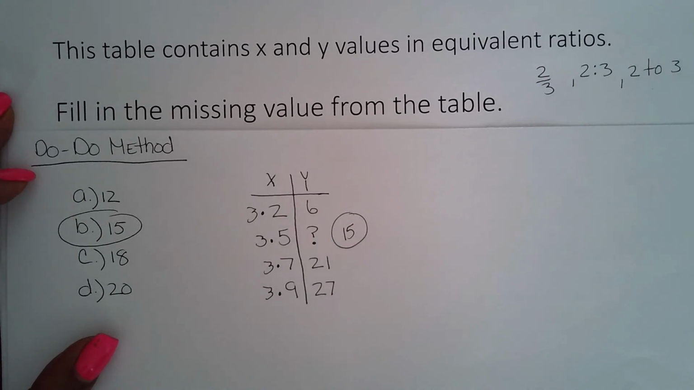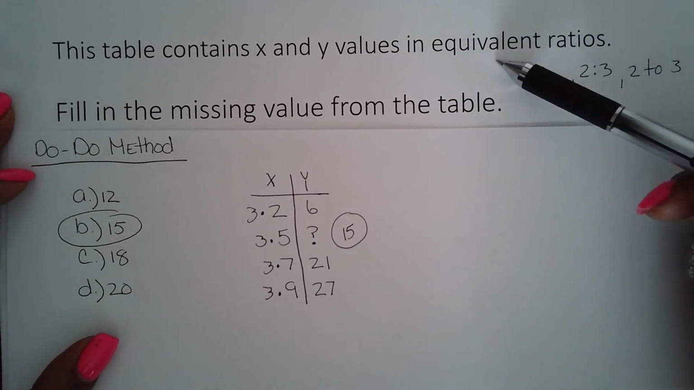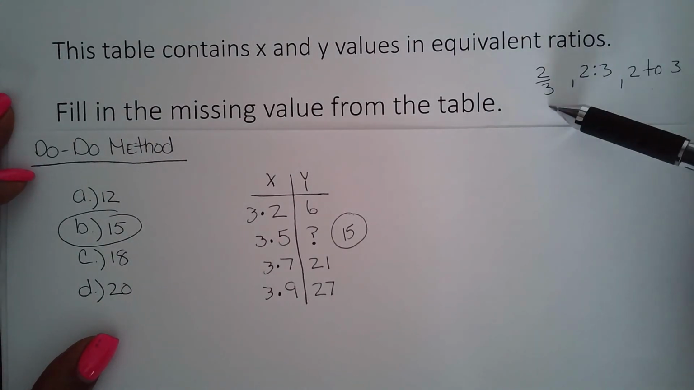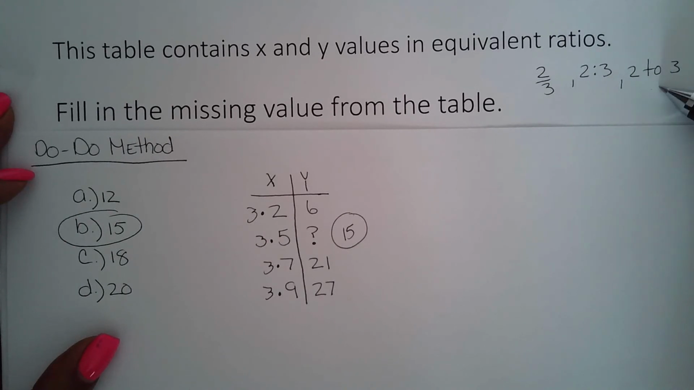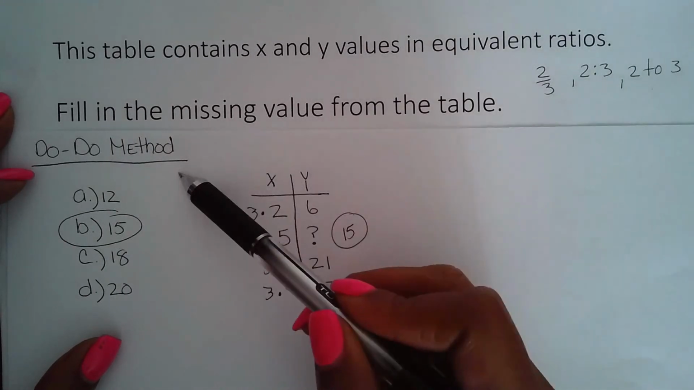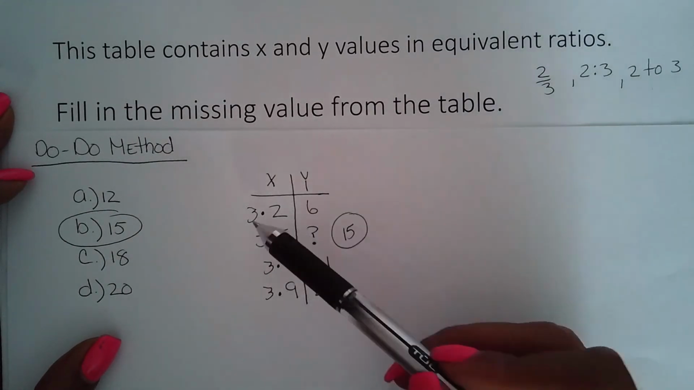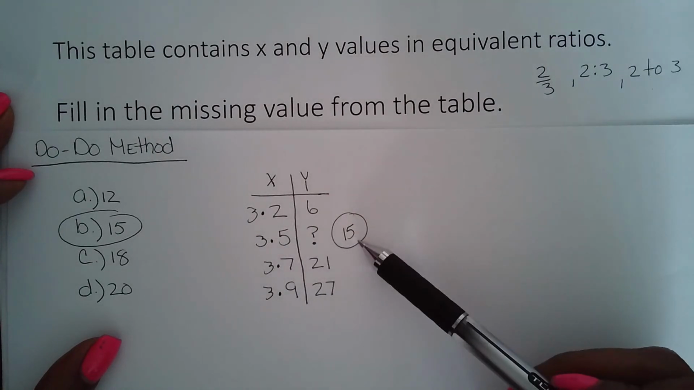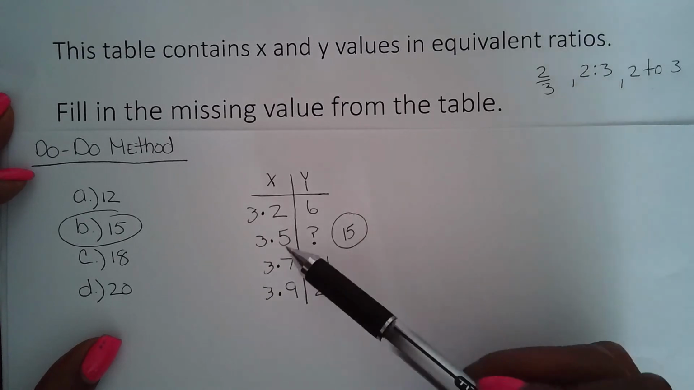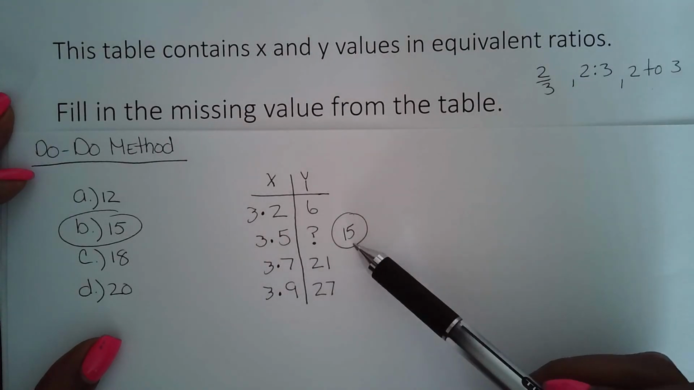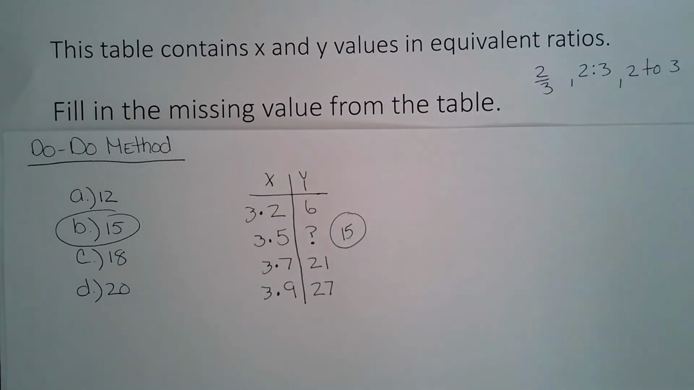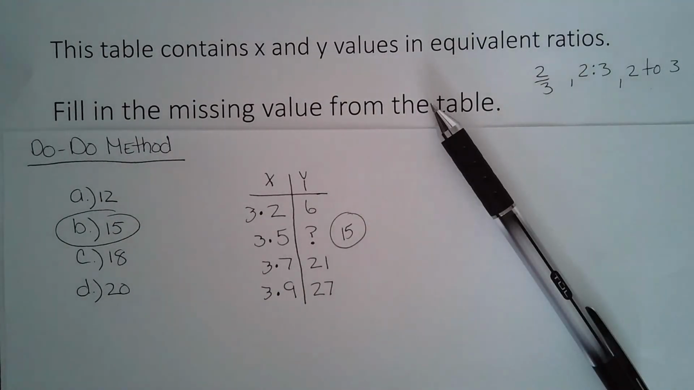So just to recap really quickly, remember that equivalent means that they have to have the same value. Your ratios can be written in three different ways, which we've represented here. We use what's called the do-do method. So what you do to one ratio, you do to the other, and that helped us find the missing y value by multiplying 5 times 3 to get 15. Again, that's called the do-do method. It's a pretty good method to become familiar with.